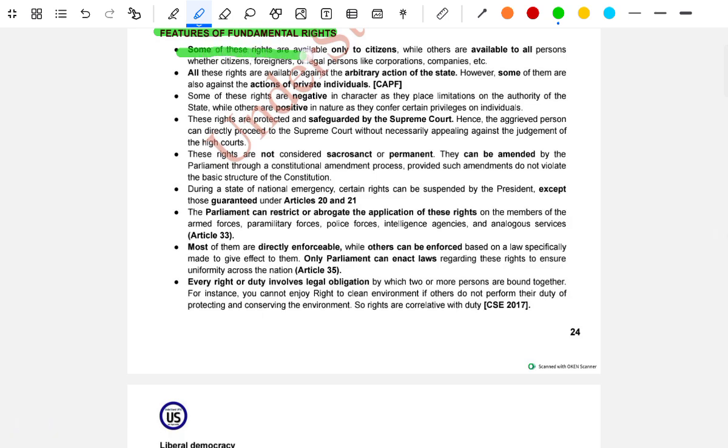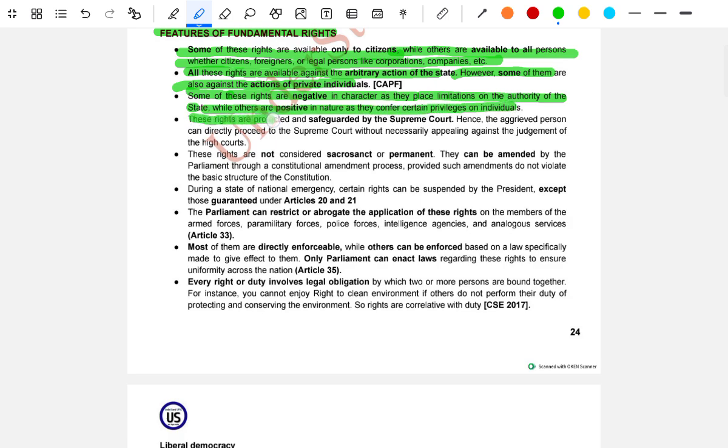Some of these rights are available only to citizens, while others are available to all persons, whether citizens, foreigners, or legal persons like corporations and companies. All these rights are available against the arbitrary action of the state. However, some of them are also against the action of private individuals. Some of these rights are negative in character as they place limitations on the authority of the state, while others are positive in nature as they confer certain privileges on individuals.